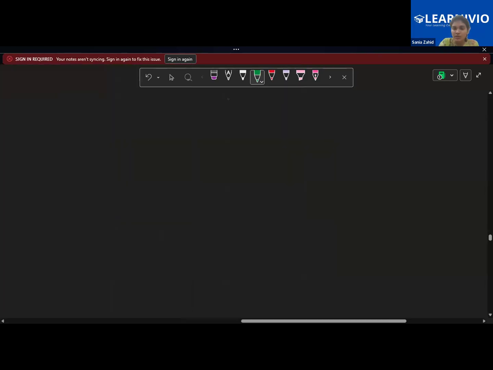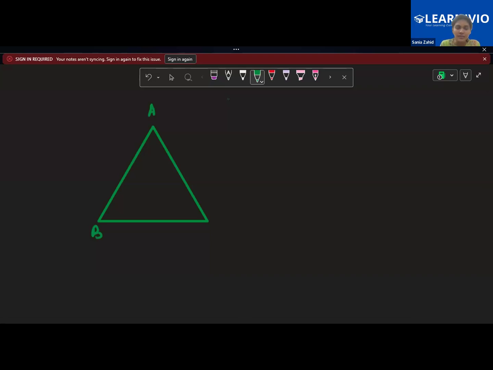So what did I do, children? I did nothing very special. I just took a triangle. Okay, children, let's suppose A, B, C. I took the midpoint of two sides. So this is the midpoint of the first side. This is the midpoint of the second side, and I joined them. So this becomes E, and let's call this F.